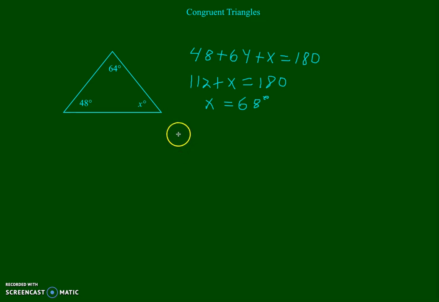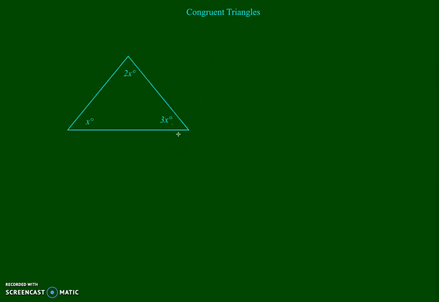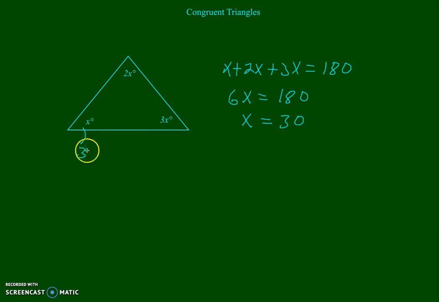Now let's look at one more. So here we have a situation where we're not given any exact angle measures, and we have to use the triangle sum theorem. So we know this plus this plus this equals 180. So x plus 2x plus 3x equals 180. So we have 6x equals 180. Divide by 6, x equals 30. So that means this angle is 30 degrees.